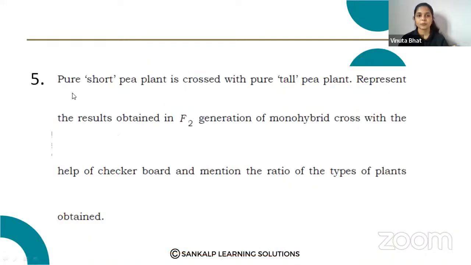Next question. A pure short pea plant is crossed with a pure tall pea plant. Represent the results obtained in the F2 generation of the monohybrid cross. Here a single character is taken for the hybridization, so it is called a monohybrid cross. With the help of a checkerboard, mention the ratio of the types of plants obtained.